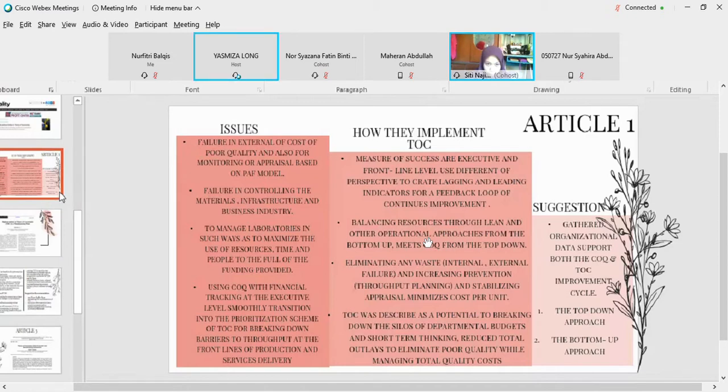We can conclude that COQ and TOC can make a strong synergistic partnership for improvement. So they can combine and create sustainable improvement. So this is my part. Thank you, and I will pass to the next presenter.